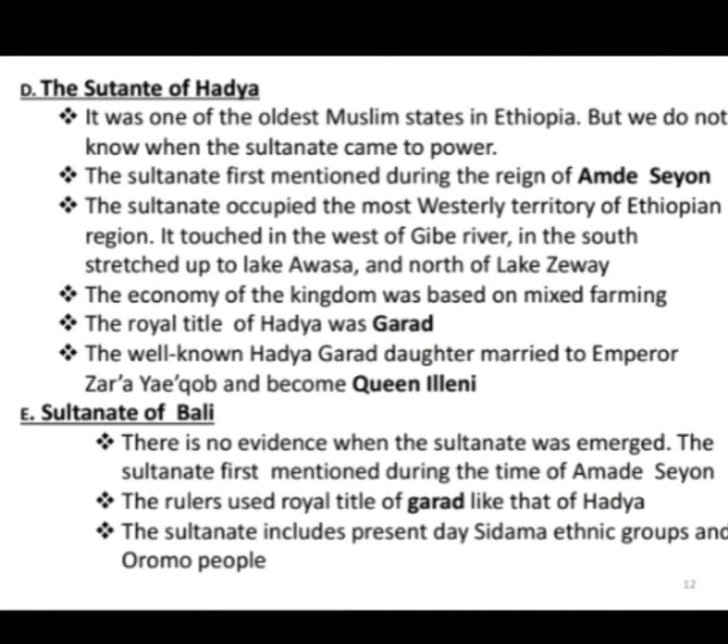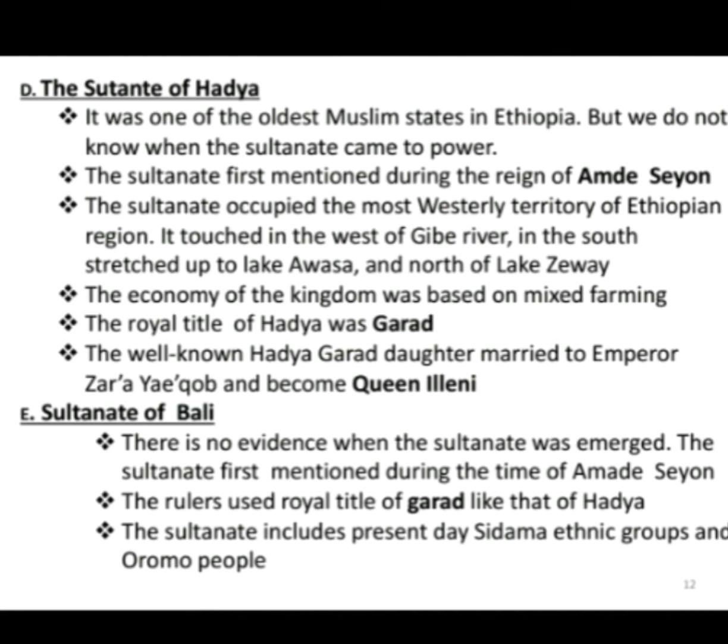The fourth one is the Sultanate of Hadiya. It was the oldest Muslim state in Ethiopia, but we don't know when the sultanate emerged. We don't know when Hadiya was established. The sultanate was first mentioned during the reign of Amda Tsion, but some information indicates that the Islamic state of Hadiya was established before the rise of Amda Tsion, because Hadiya was already mentioned at the time of Amda Tsion.